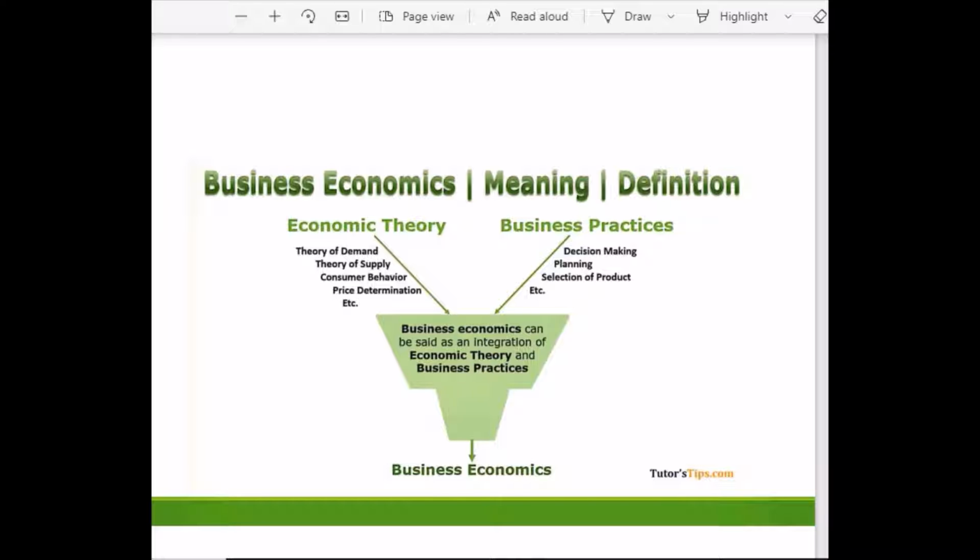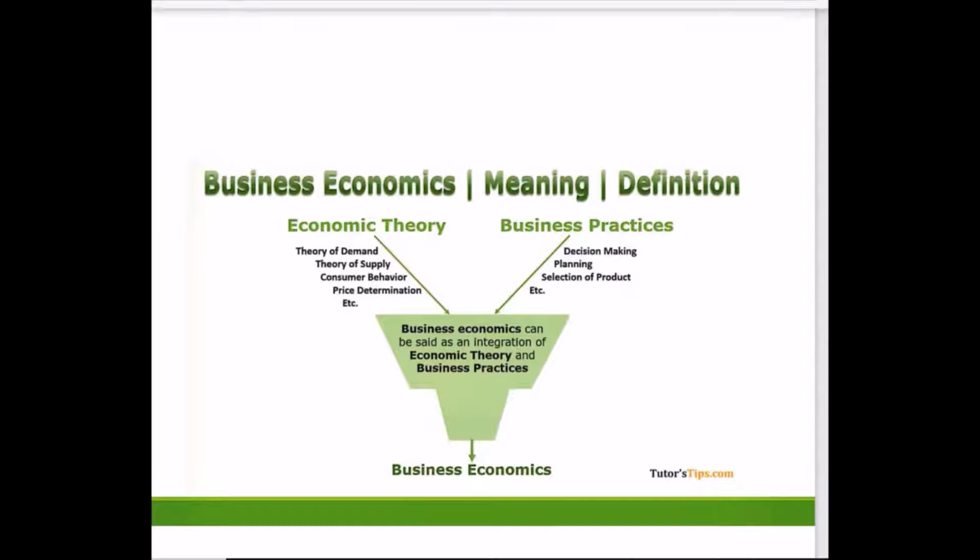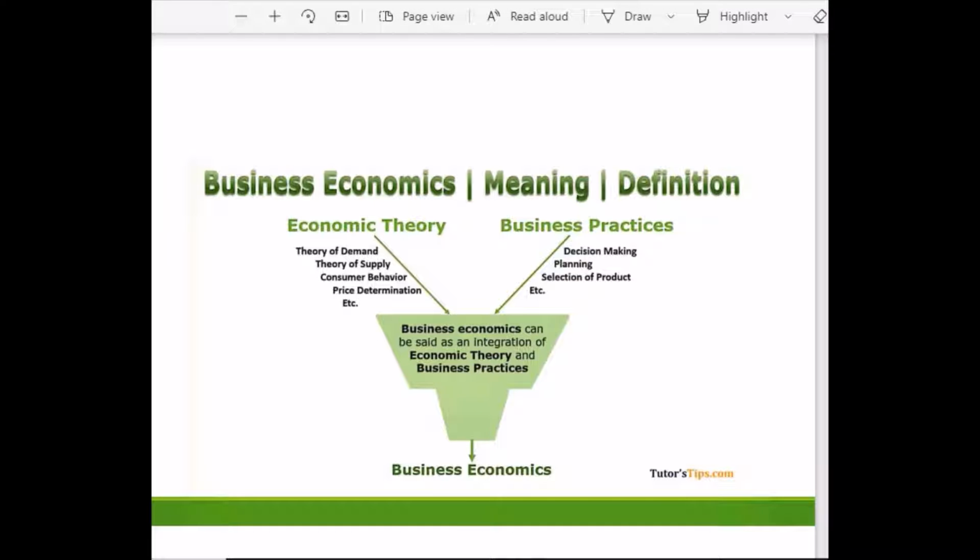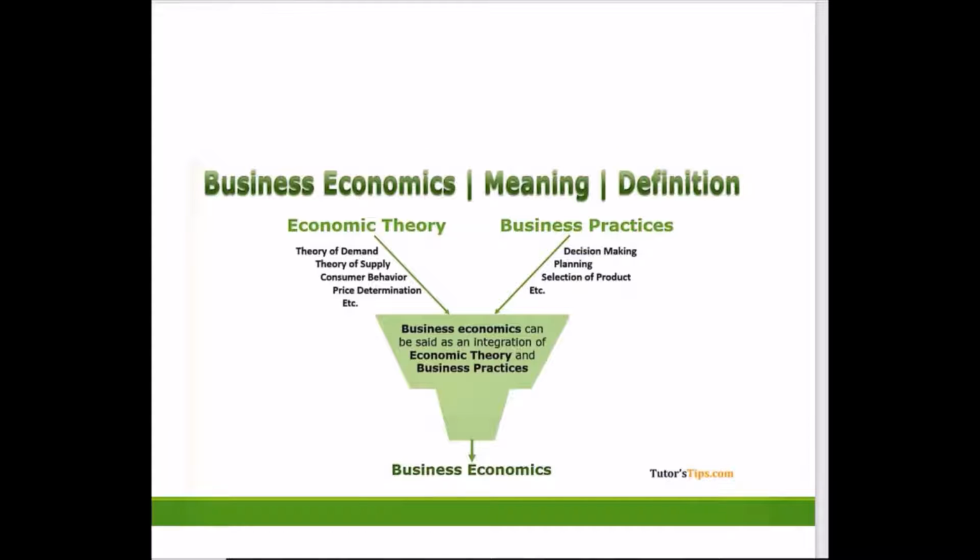What is business economics? Business economics is a mixture of two things, that is economic theories and economic practices. Economic theories are the theories that we learn: the theory of demand, theory of supply, consumer behavior, price determination, decision making, planning, selection of product, etc. Business economics can be said to be an integration of economic theory and business practice. It is a mixture of both that makes up a single head, that is business economics.